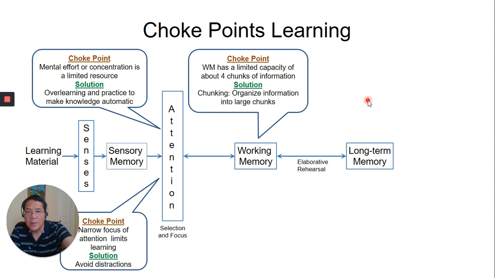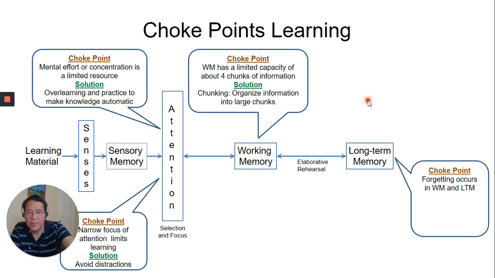Okay, so the fourth choke point has to do with forgetting. Forgetting can occur at any point in the system, and obviously that's a real problem for learning. So how do you prevent forgetting? Well, there are 2 ways to help prevent forgetting. Number 1 is that distinctiveness, what I just talked about.